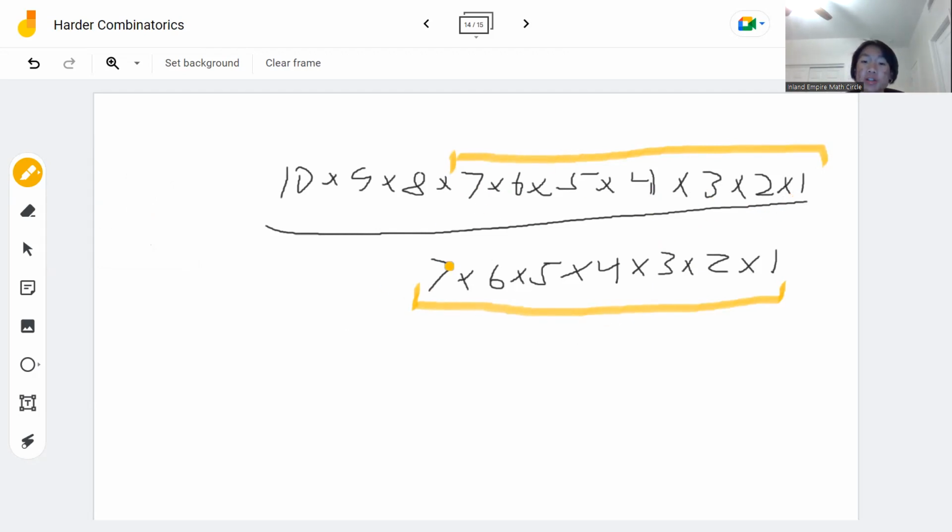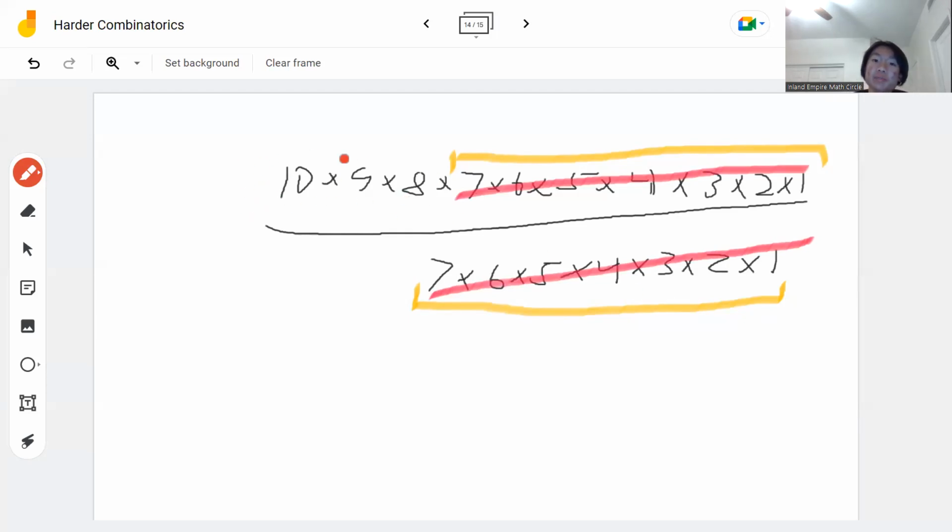So once we cross cancel these, because again, if you have the top and the bottom here and they're multiplying by the same things, we can cross cancel this. So all this actually goes away. So what does that leave us with? 10 times 9 times 8.